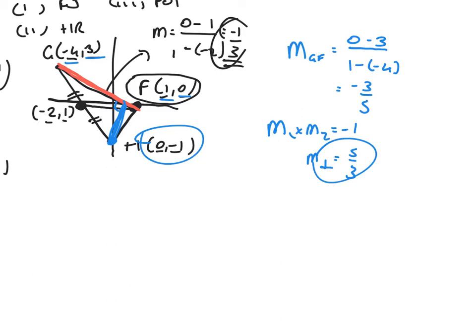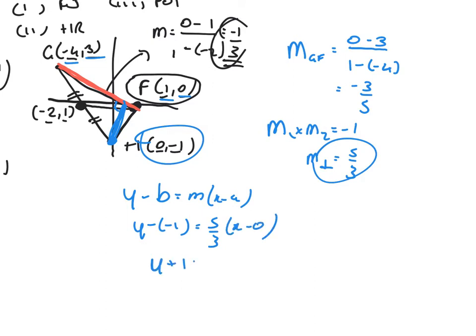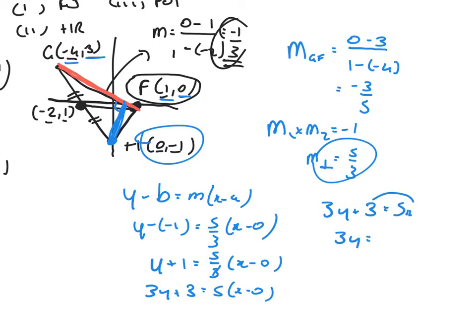We've got the point and gradient, and into y minus b equals m bracket x minus a. So that's y minus -1 equals 5 over 3 bracket x minus 0. That's y plus 1 is equal to 5/3 bracket x minus 0. Let's multiply through by 3, and that will be 3y plus 3 is equal to 5 bracket x minus 0. Well, 3y plus 3 is equal to 5x, and 3y is equal to 5x minus 3.